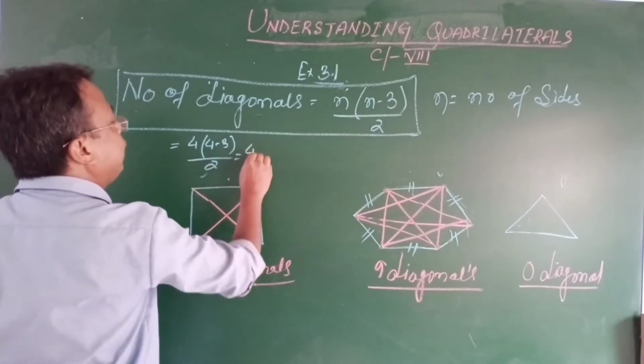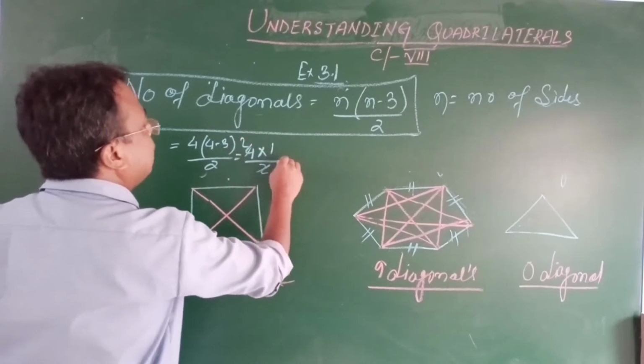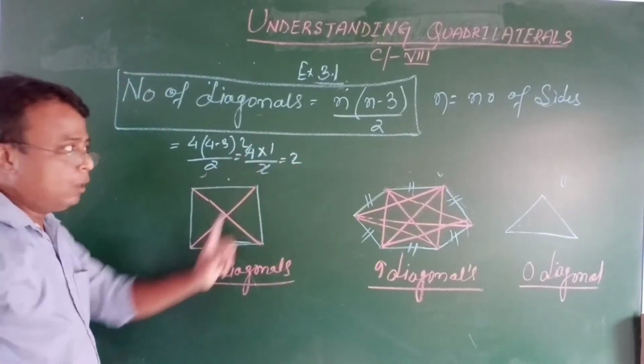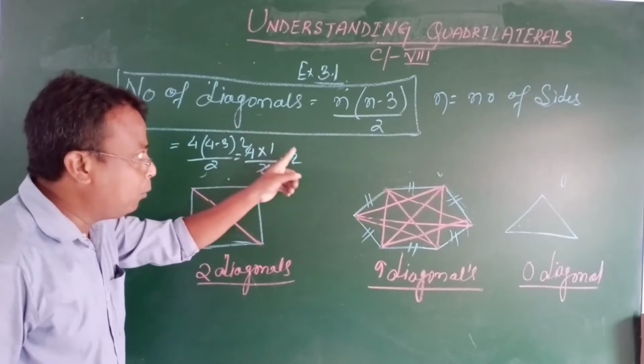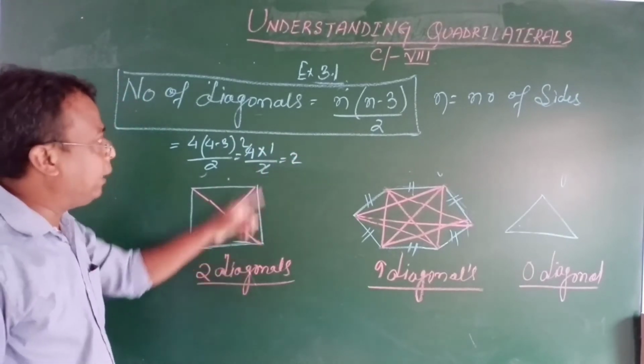So it is equal to 4 into 4 minus 3, 1. So 2, the 2 cancels. So it is equal to 2. Yes, same answer you are getting. If you use the formula, you are getting 2. And practically when I am drawing, I am also getting 2. Means 2 diagonals in a quadrilateral.